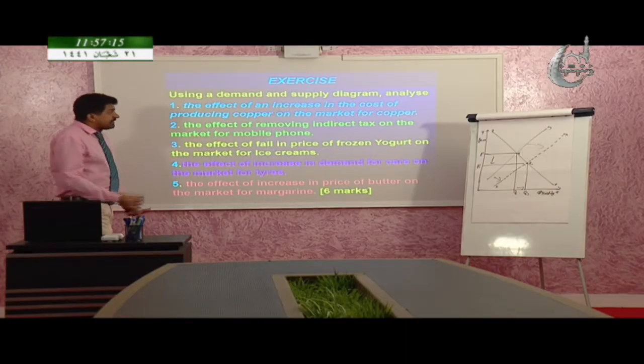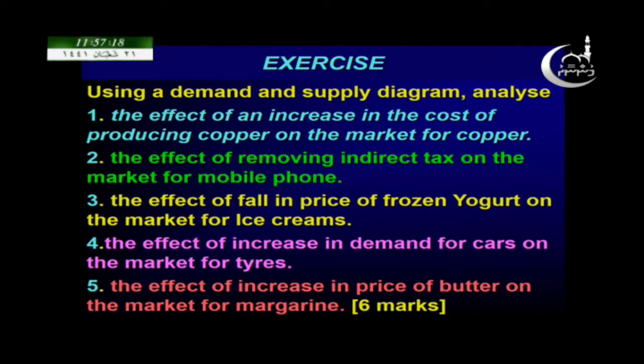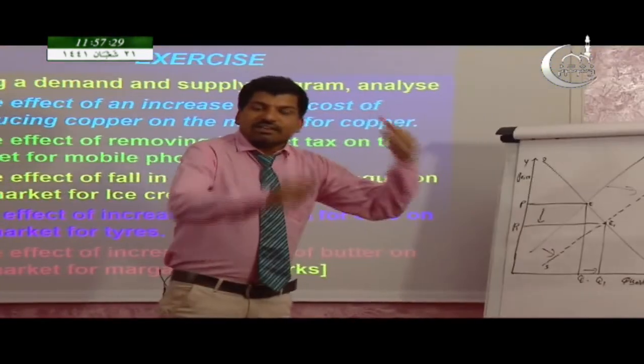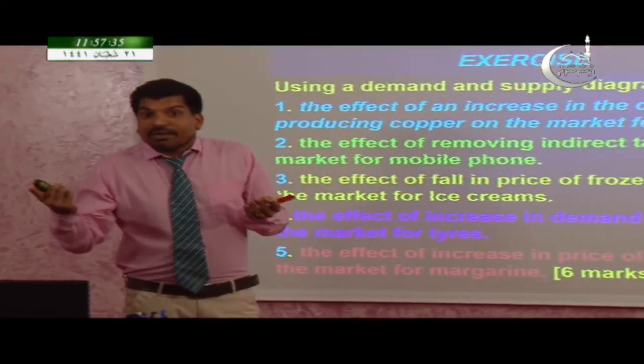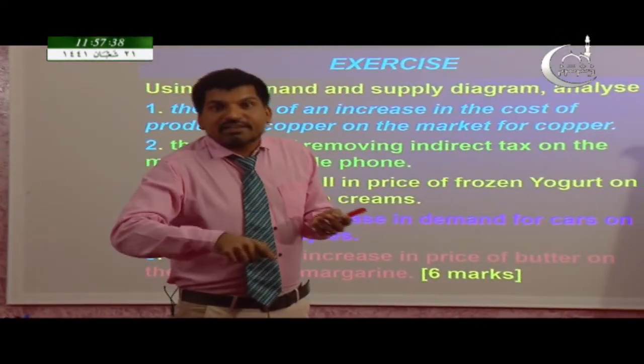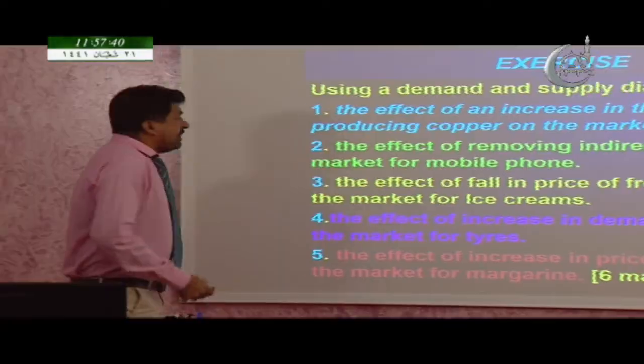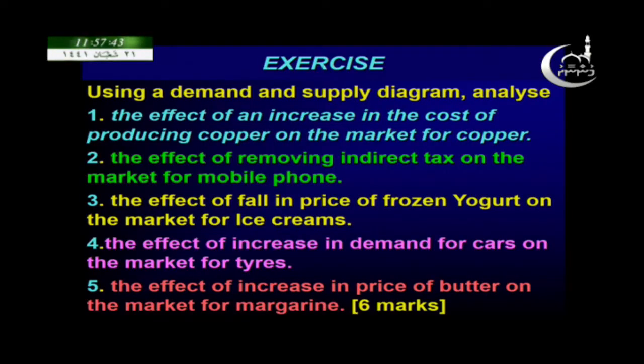And next, the second one: the effect of removing an indirect tax on the market for mobile phones. The important part here is removing the indirect tax. If the indirect tax is removed, what will happen to the market? So just like the x-axis, y-axis, original equilibrium, then the new curve. We should identify whether it is an increase in supply or decrease in supply, increase in demand or decrease in demand. And the next one: the effect of a fall in the price of frozen yogurt on the market for ice cream. What will happen to the market for ice cream if the price of frozen yogurt falls?